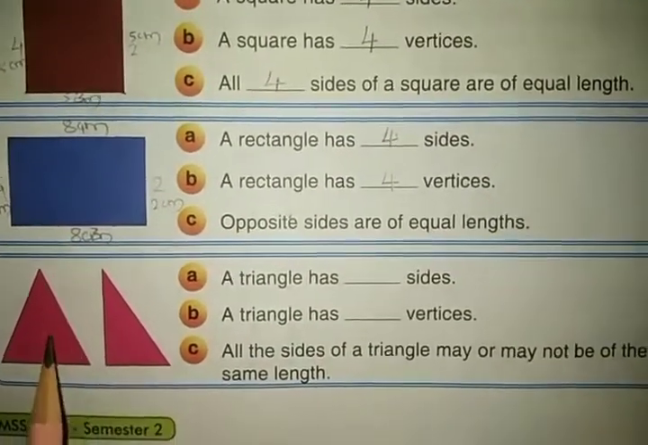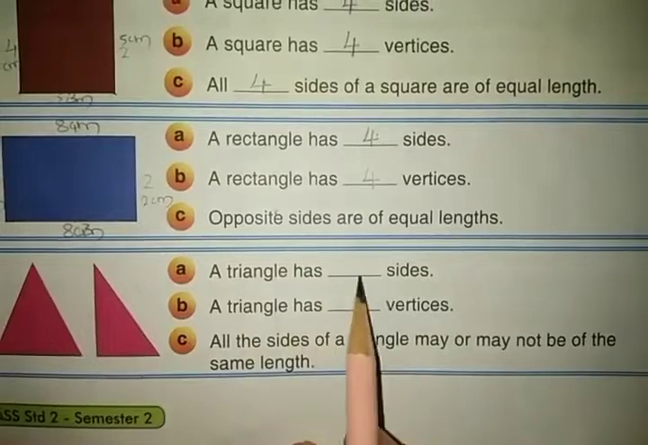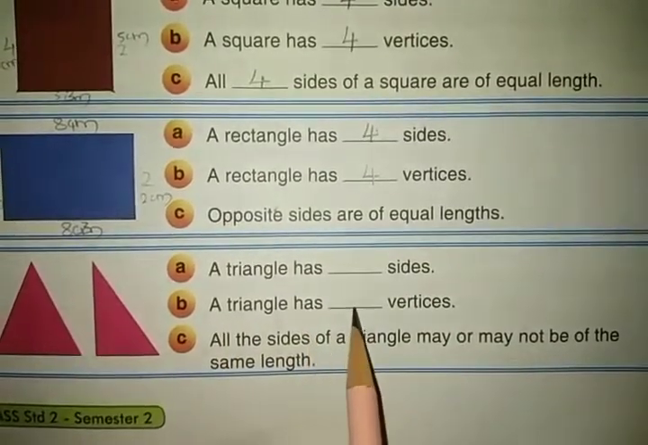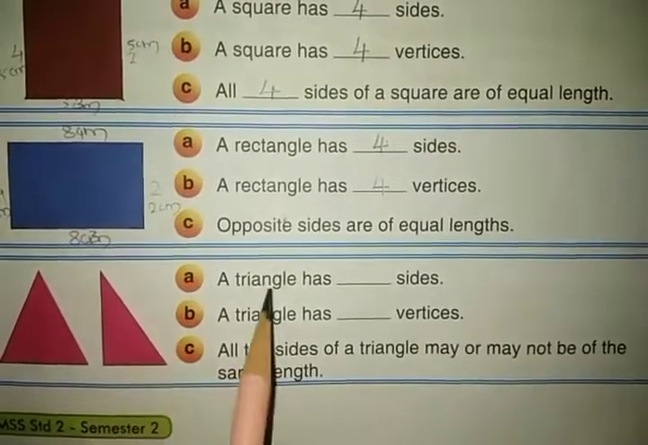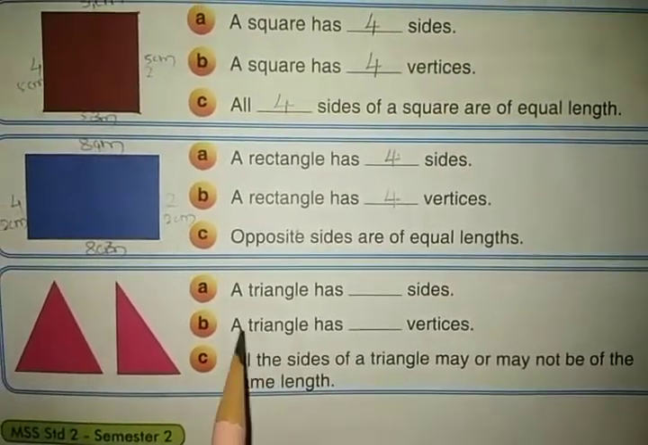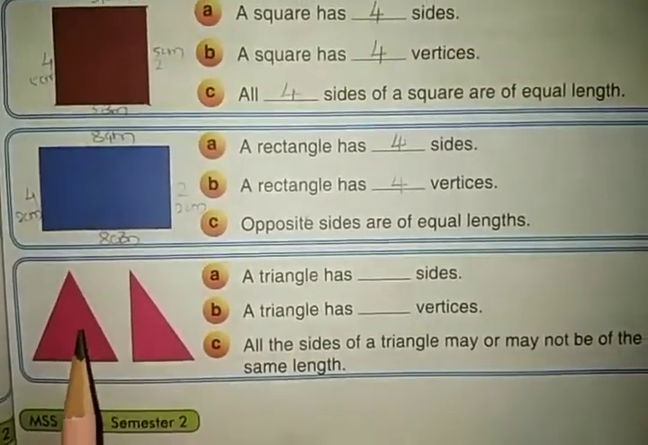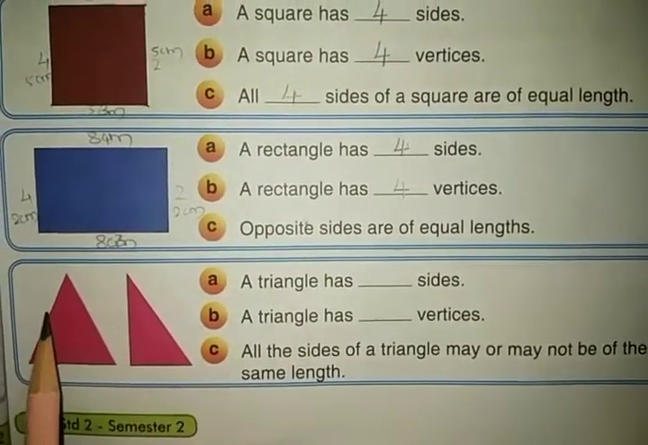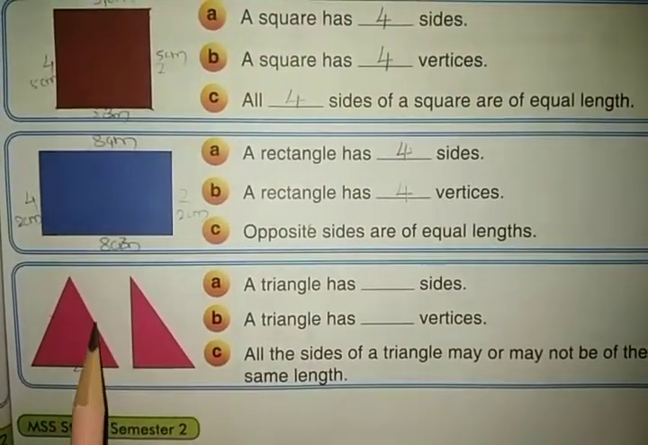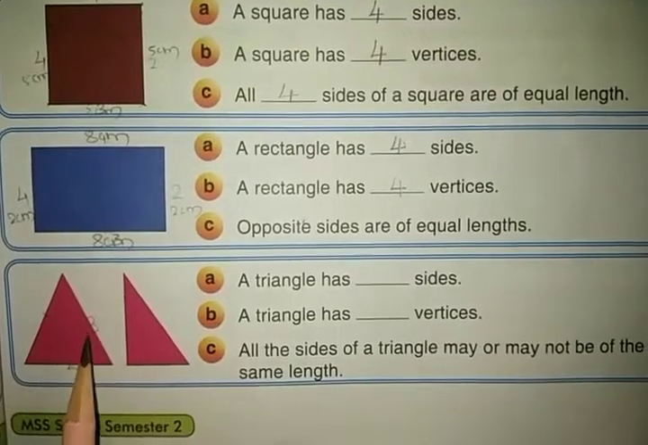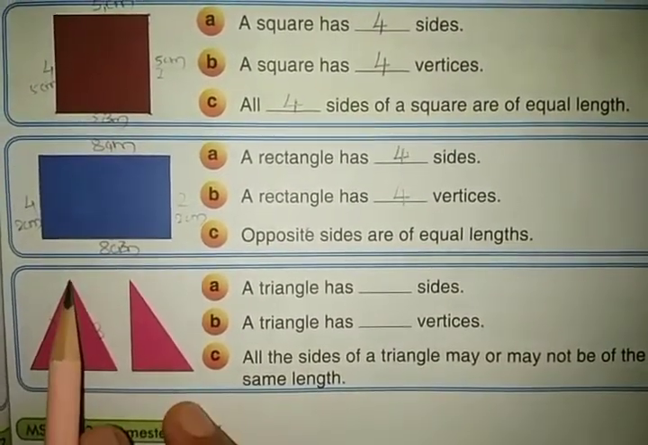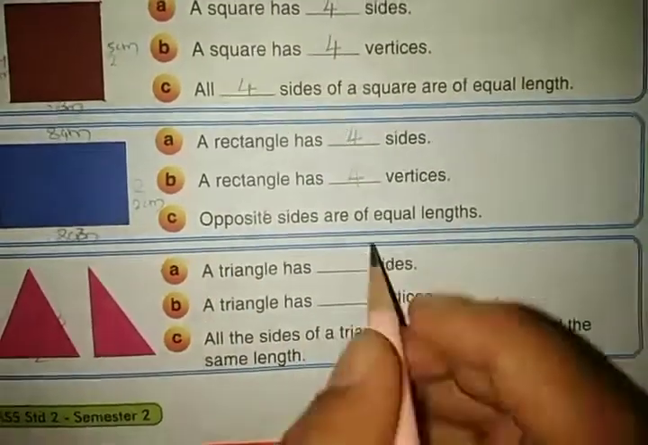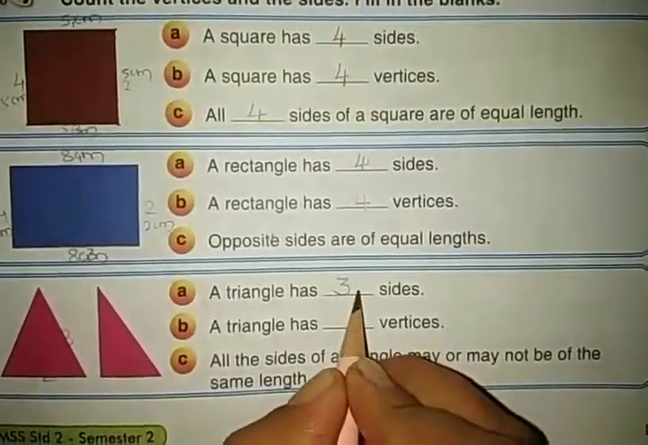Okay, now count. A triangle has dash sides, a triangle has dash vertices. Now we have to find out the sides and vertices of a triangle. Count the sides, how many sides it has. This is first, this is second, and this line is third. This is the first side, this is the second side, and this is the third side. So a triangle has 3 sides.